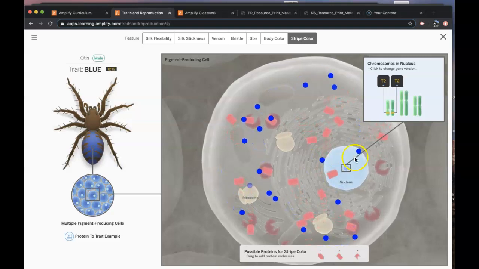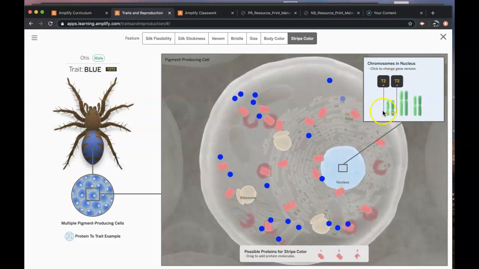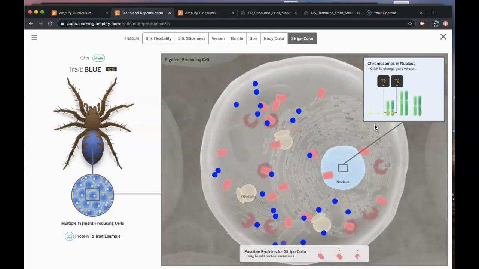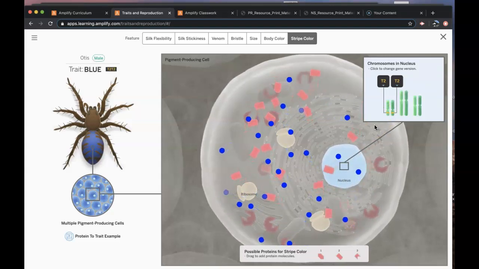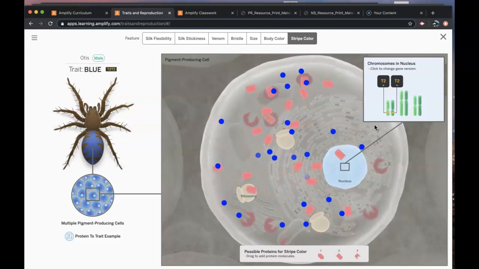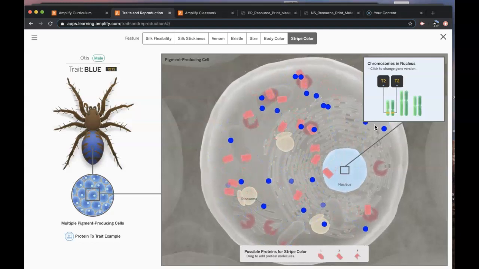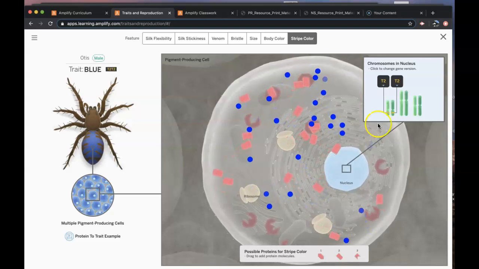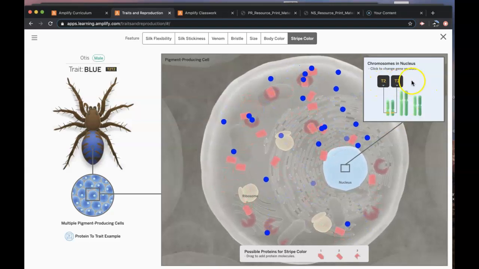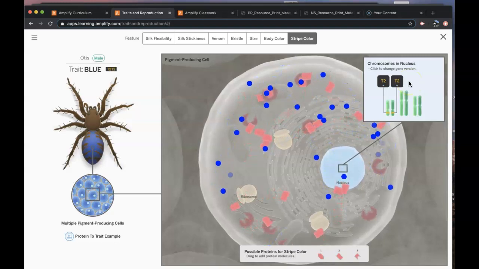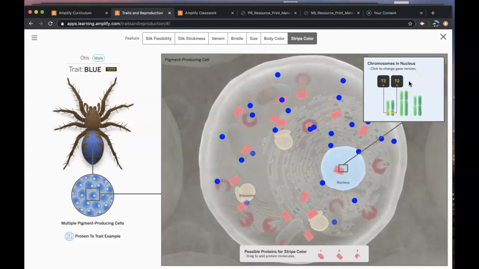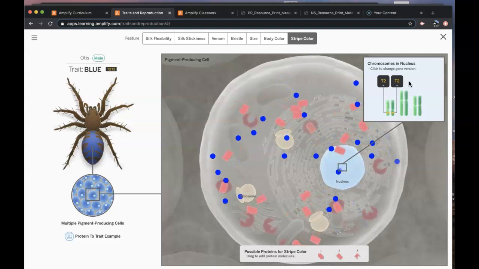So if we look at his genes, which are up here, genes are found on chromosomes, and there are 2 copies of every gene. These copies can be the same version or different versions. Otis has 2 of the same version, which is T2. This version of the gene gives the cells the instructions to make the protein molecules that lead to blue pigment.